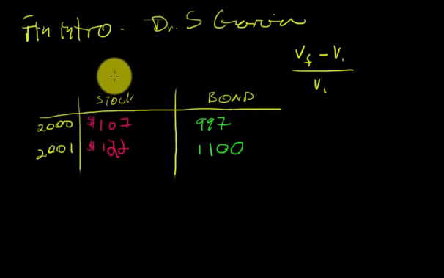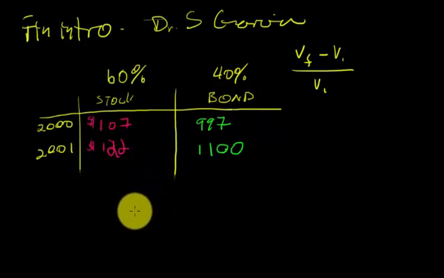But we're also going to pretend that we have a portfolio that has 60% stocks and 40% bonds. So we have whatever it is, $1,000, $10 million, and 60% of our $10 million is in stocks, and 40% of our $10 million is in bonds. And you want to know what is the overall return of your entire portfolio from 2000 to 2001. All right, so let's do one at a time.